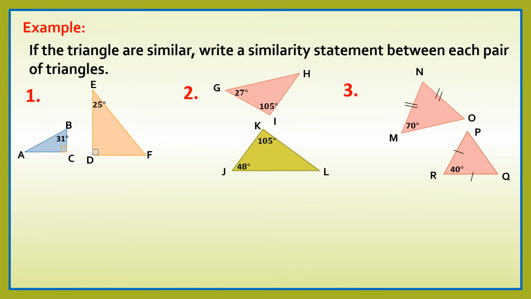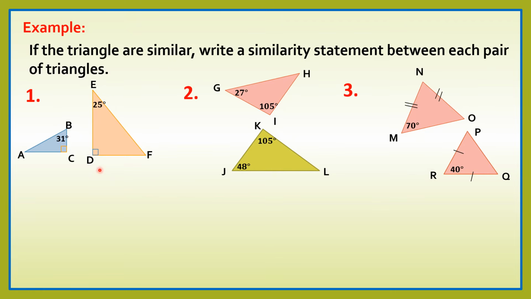Let us apply now the AA similarity theorem. If the triangles are similar, write a similarity statement between each pair of triangles. So for number 1, palagi lang natin tandaan na sa AA similarity theorem, kinakailangan lang nating magkaroon ng dalawang congruent angles. So, kung meron na tayong dalawang congruent angles, it means that the two triangles are similar. So, let's have here number 1. Triangle ABC and triangle FED.